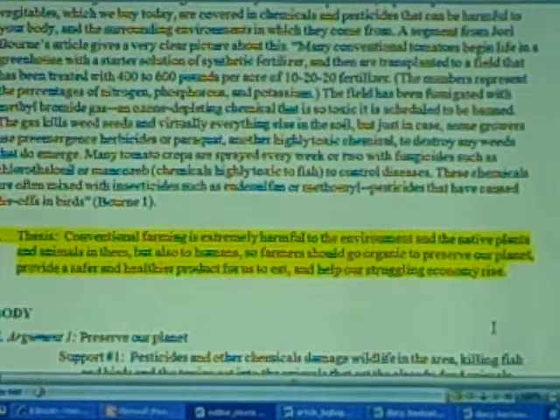Now, your outline doesn't have to be your completed thesis. You're going to submit this outline to me, and I'm going to give you feedback on your thesis. A couple of suggestions I would have given this student.